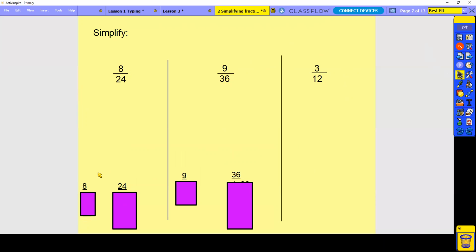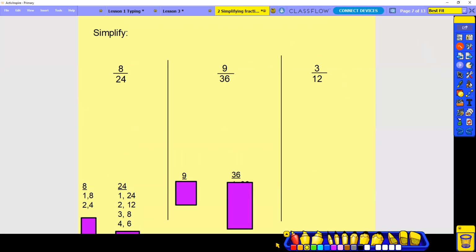Okay, well done. So let's have a look. The factors of 8, we've got 1 and 8 and 2 and 4. Then the factors of 24, we've got 1 and 24, 2 and 12, 3 and 8 and 4 and 6. If we're looking then for the common factors, let's just highlight them together. We've got the 2.